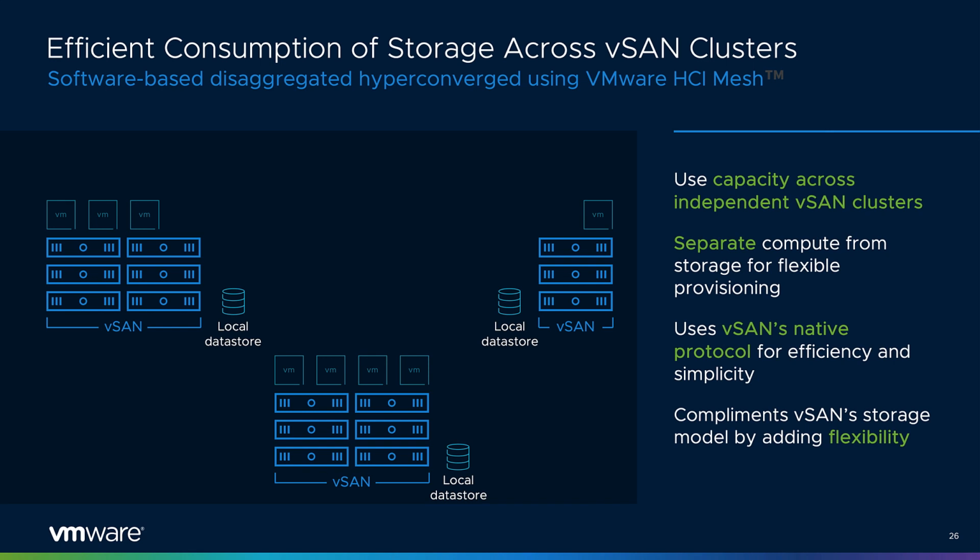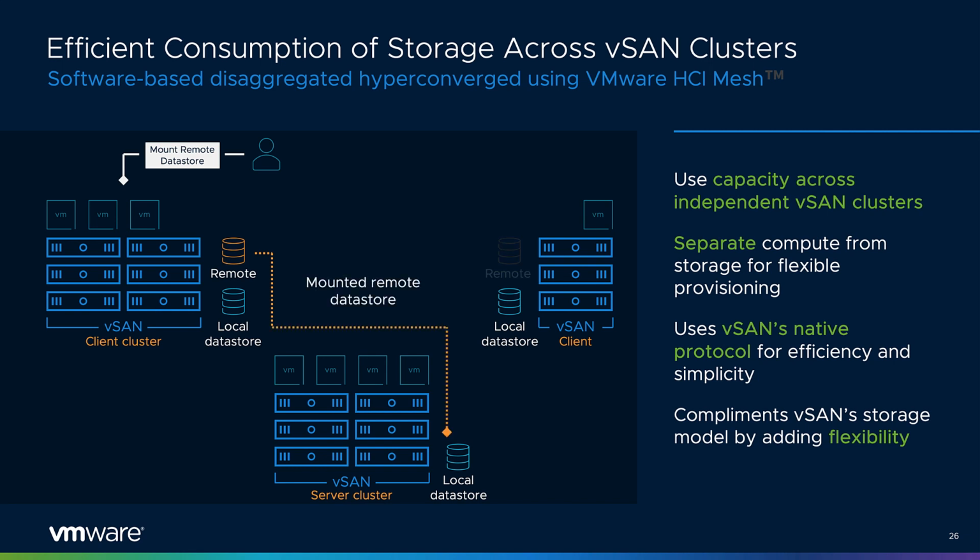VMware HCI Mesh is vSAN's all-new feature that provides the disaggregated HCI, or DHCI, exclusively through software. HCI Mesh allows an administrator to easily define a relationship between two vSAN clusters, and borrow capacity from another cluster, improving the agility and efficiency in an environment. This disaggregation allows the administrator to separate compute from storage.